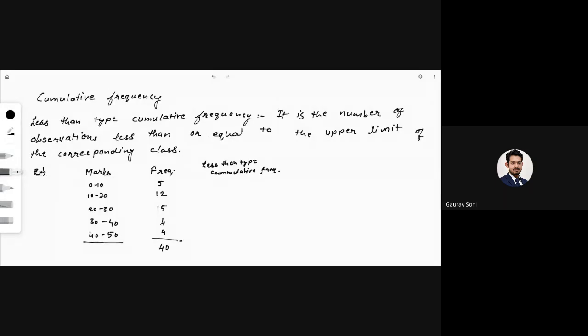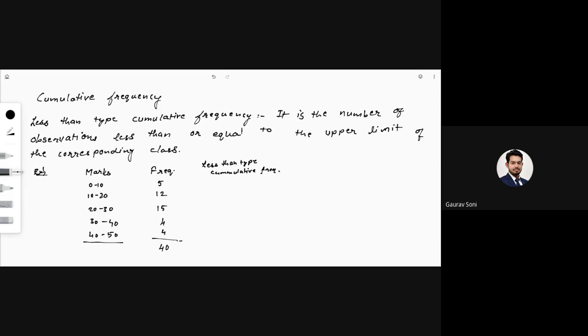You just need to read the definition carefully and you will be able to tell me the way by which we can find these frequencies for each class interval. So the first one would be 5. Yes. The second one would be 17. Exactly. Thank you, Manas. So what does the definition say? The number of observations which is less than or equal to the upper limit.